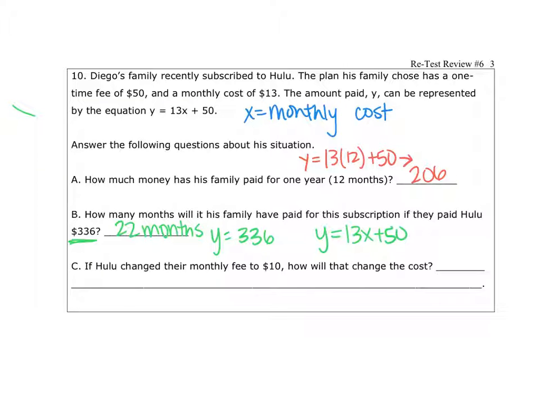And then part C, if Hulu changed their monthly fee to $10, how would that change the cost? So their monthly fee right now is $13. If it changed, it would be 10x plus 50, so it would be $3 cheaper per month. And be very careful here that $50 is your one-time fee. So we are not talking total cost. We are talking about a per month change. So we're not talking about the overall cost would change. We're talking about it would be $3 cheaper per month.